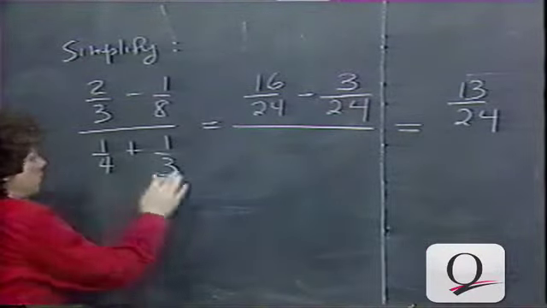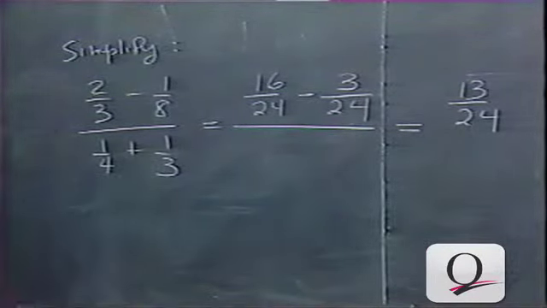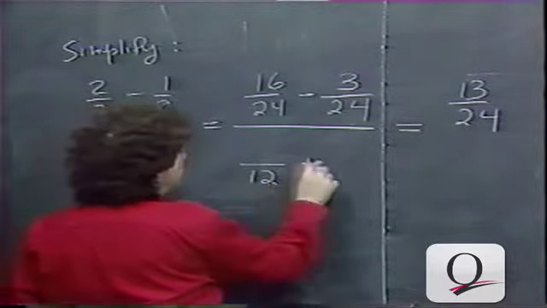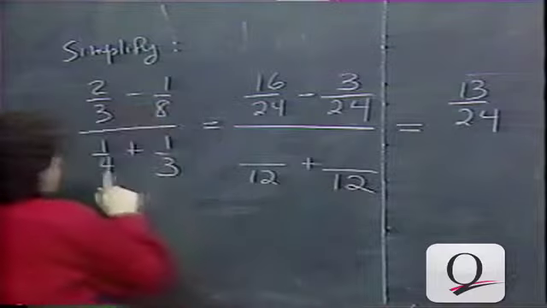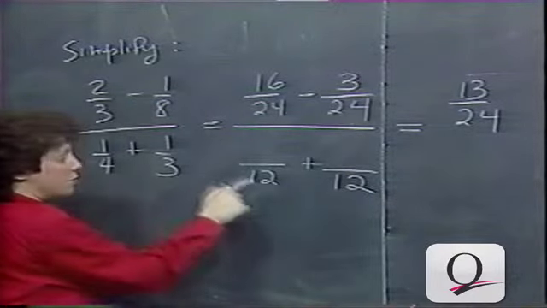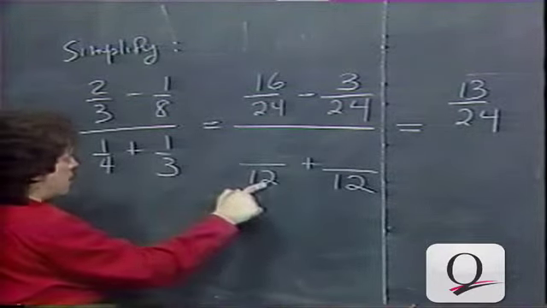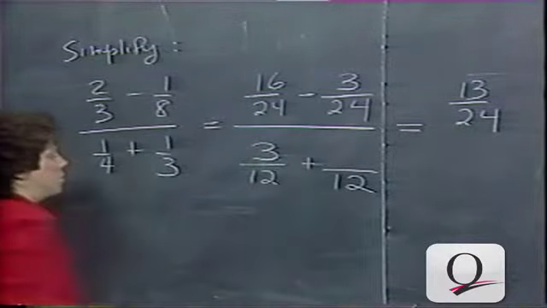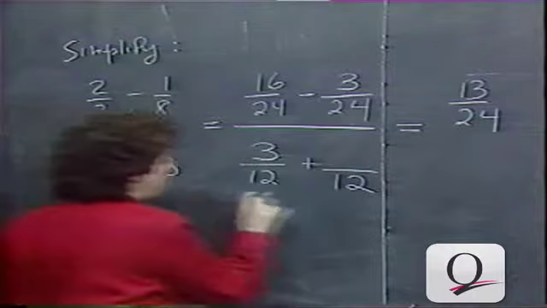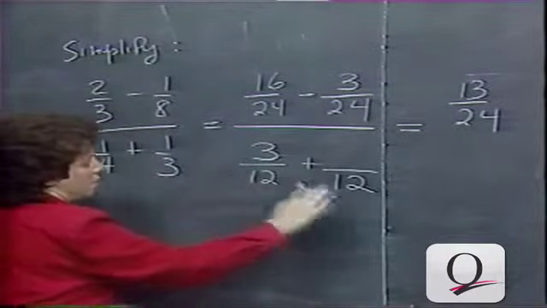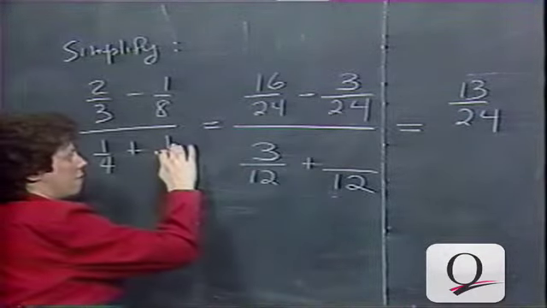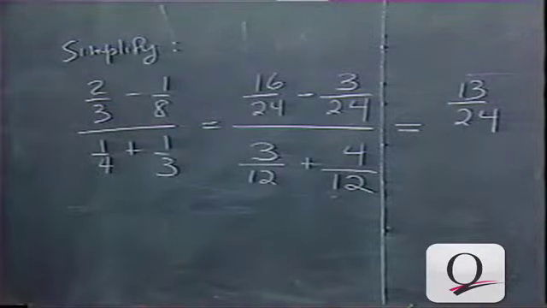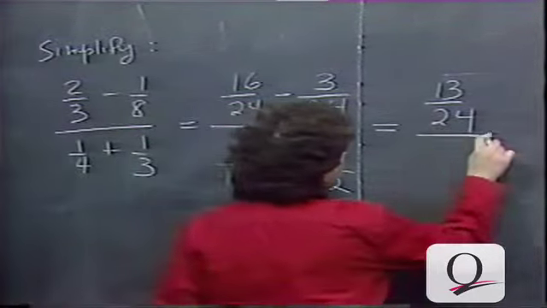And in the bottom, for fourths and thirds, the lowest common denominator would be 12. 4 times what is 12? 4 times 3 is 12. You multiply the bottom by 3, multiply the top by 3. 1/4 is equivalent to 3/12. 3 times what gives you 12? 3 times 4 is 12, so multiply the top by 4 as well. So we have on the bottom 3/12 and 4/12, which is 7/12.